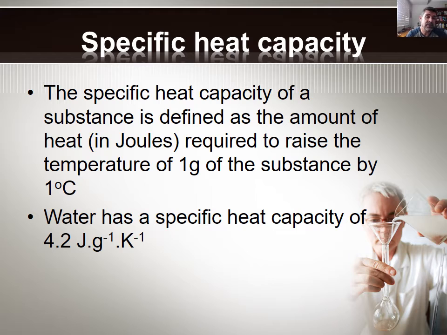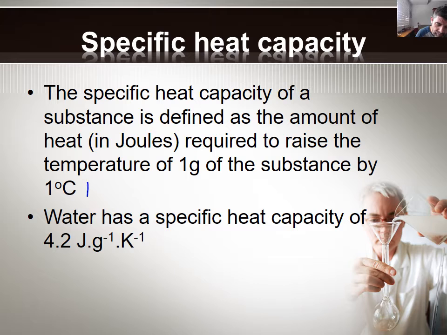So firstly, a definition: the specific heat capacity of a substance is defined as the amount of heat in joules required to raise the temperature of 1 gram of that substance by 1 degree Celsius. There's a couple of important things with this particular definition.